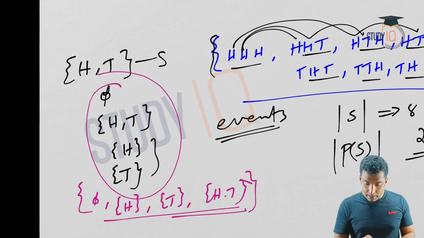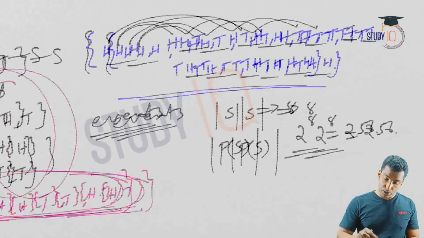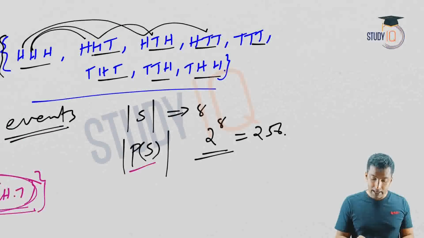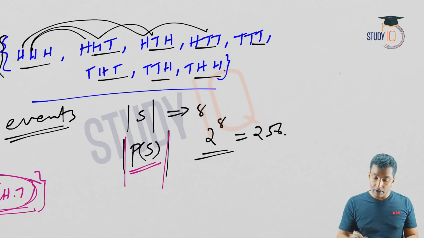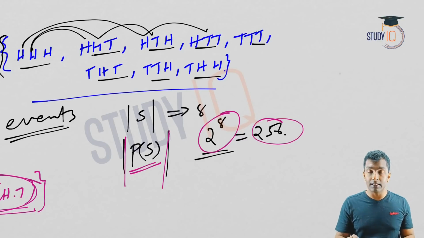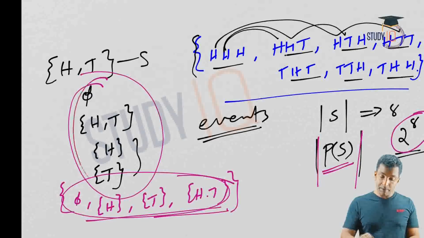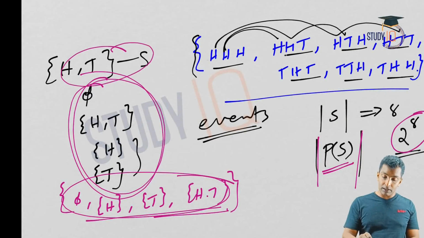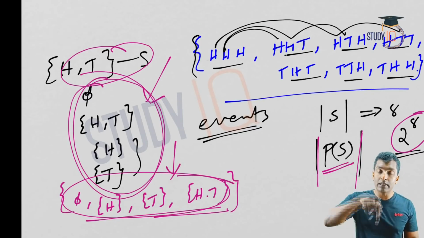So power set is nothing but the set which contains all the events. If you need to know how many events there are, you need to see the cardinality, or the number of elements in the power set, which is nothing but the number of subsets, which is 256 in this case, which is 2 raised to 8. Okay, so you can clearly see here the subsets of the sample space. And what is the power set? The power set is the set of all the subsets.